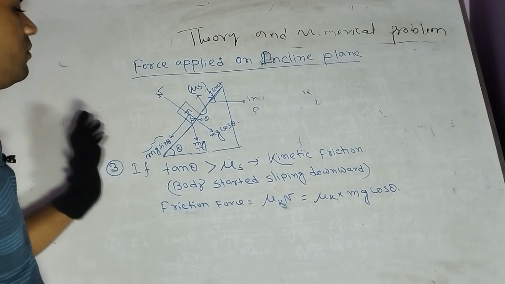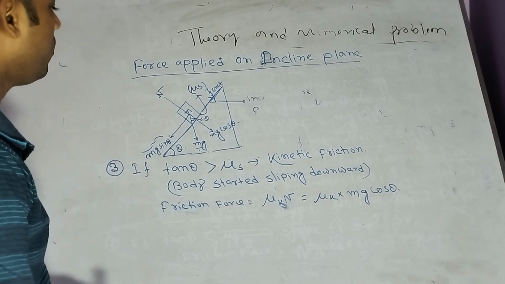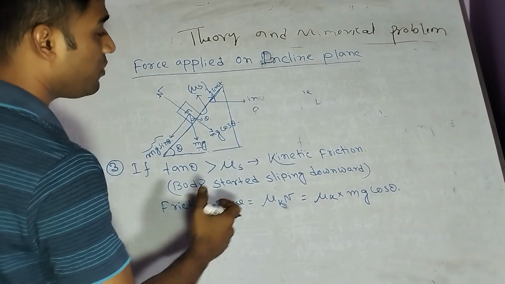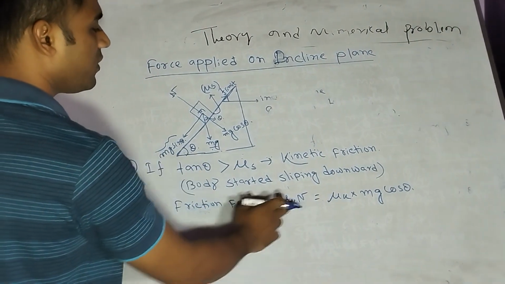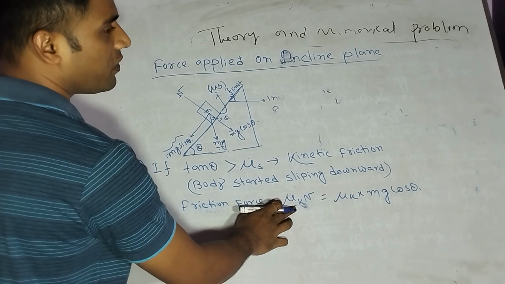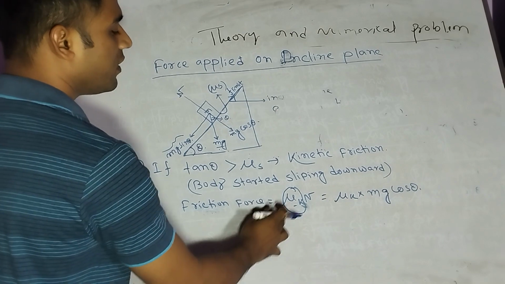This is the complete three formulas. This can help in numerical problems. And also remember this: tan theta greater than mu s is the kinetic friction. That means the body starts slipping downward. What is the friction force in this condition? Mu k into N. What is mu k? Coefficient of kinetic friction. This is very important. Mu k value is given, mu k, not mu s.